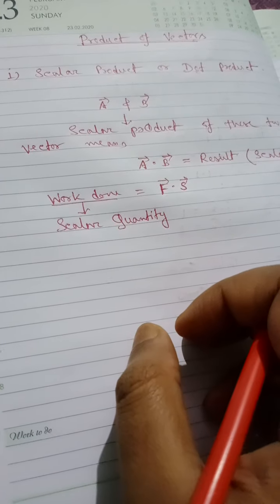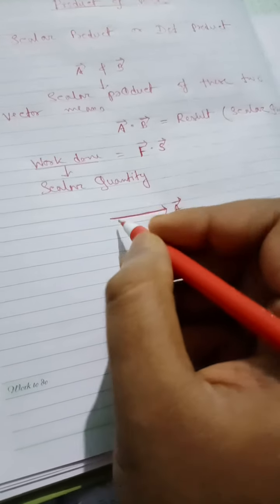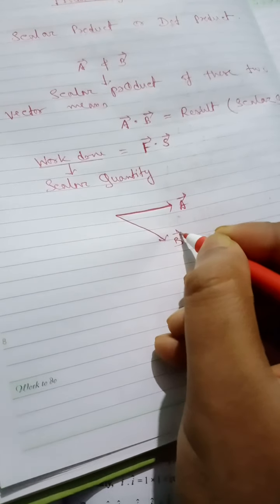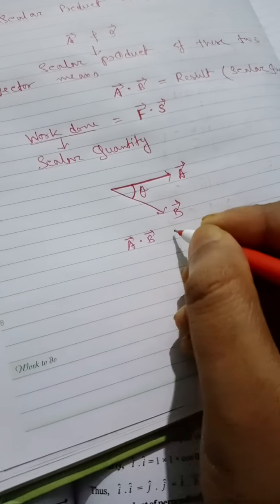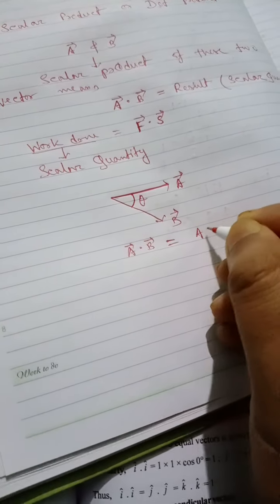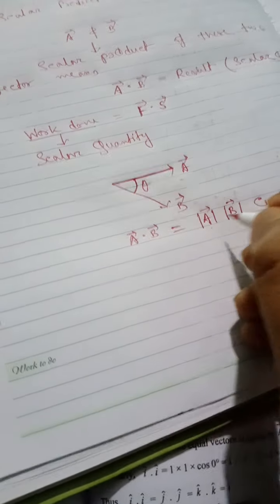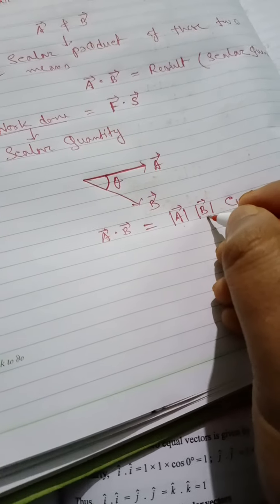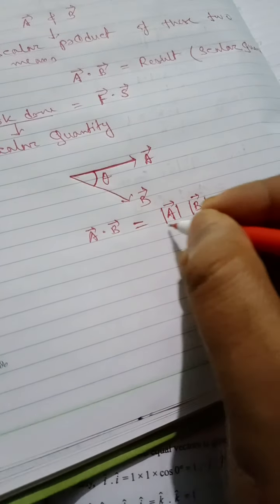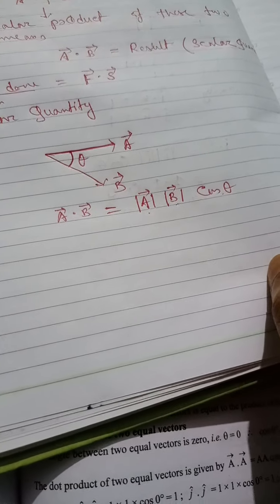Now next, how can we represent this scalar product? Suppose this is vector A and this is vector B, and the angle between these two vectors is theta. Then A dot B is equal to AB cos theta, that is, magnitude of A into magnitude of B into cos theta. Magnitude of A is a scalar quantity, magnitude of B is a scalar quantity, and cos theta is also a scalar quantity. That means the total is a scalar quantity. In this way the scalar product can be represented as AB cos theta.